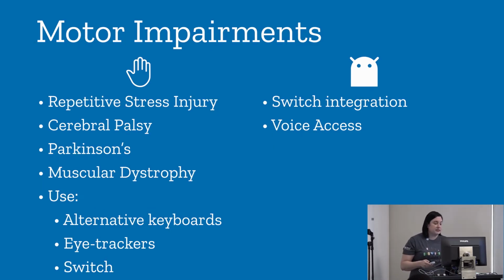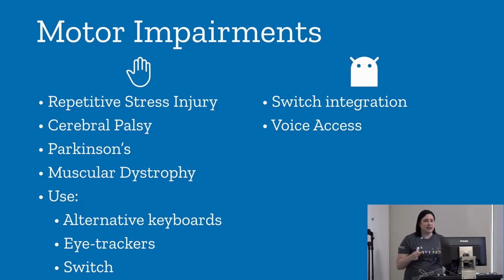Motor impairments, that includes repetitive stress injury, something that we programmers tend to be a little bit at risk for. Cerebral palsy, Parkinson's, and muscular dystrophy. And people with these kinds of disabilities use alternative keyboards, eye trackers, or a device called a switch. Now, Rebecca knows about Switch. She wrote an article a long time ago about it.